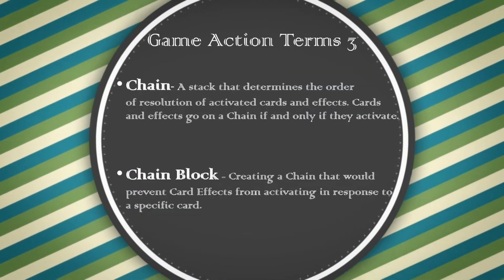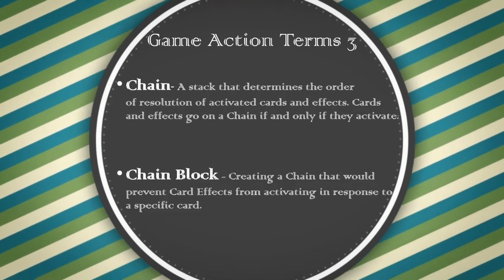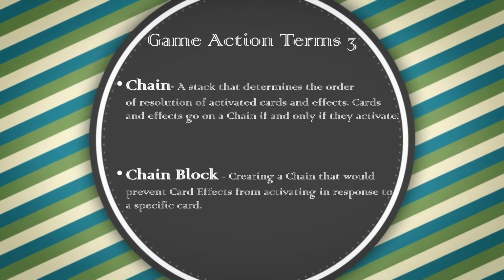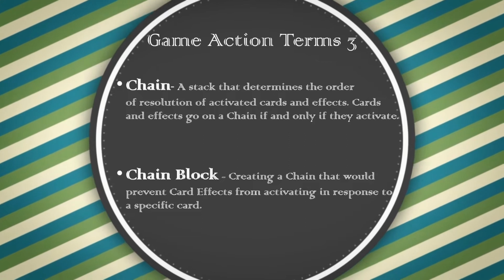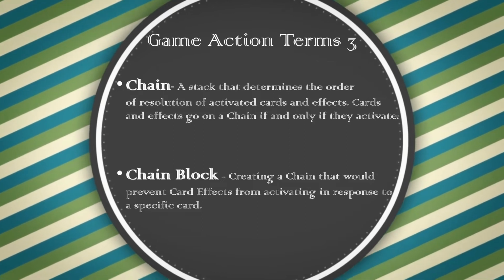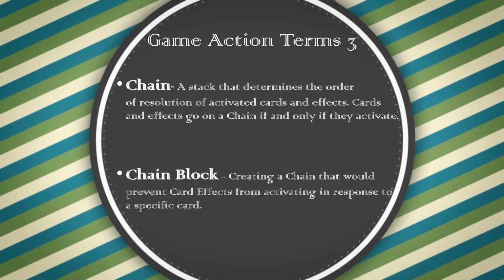Chain Block. Creating a chain that would prevent card effects from activating in response to a specific card. A chain block can occur when multiple cards have their effects triggered simultaneously. Since a card in a chain link can only affect the previous card in the chain, ordering your chain links in a specific order can cause a chain block.